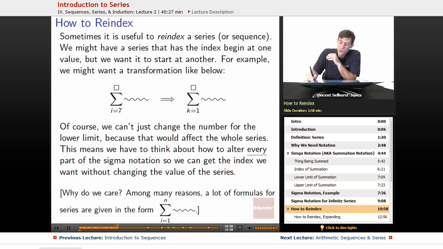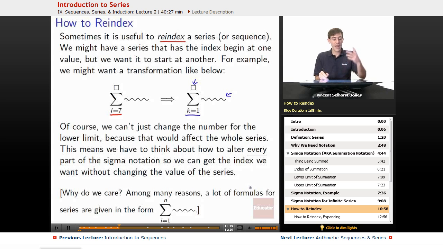Sometimes it's useful to re-index a series, or a sequence sometimes. We might have a series that has the index begin at one value, but we want it to start at another value. For example, we might want a transformation like this one here, where in our original sequence, i equals 7 is our starting index, and it's got some upper limit, and it's got some expression that we're actually working with. And we want to transform it to k equals 1. We want our starting index to be k equals 1. And we're going to, of course, need also some upper limit and something here.